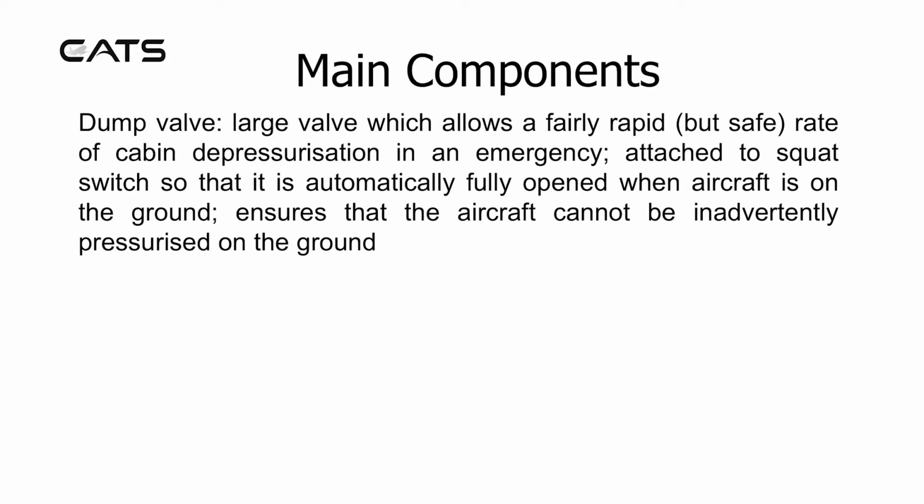The dump valve. This is a large valve which allows a fairly rapid but safe rate of cabin depressurization in an emergency. It's attached to the squat switch so that it is automatically fully opened when the aircraft is on the ground and ensures that the aircraft cannot be inadvertently pressurized on the ground.